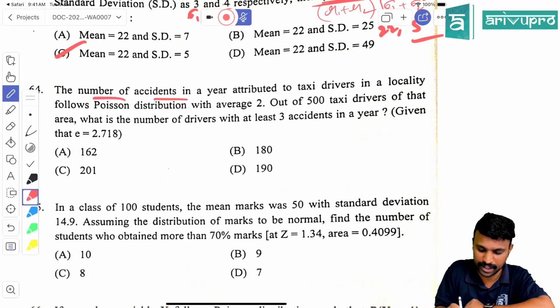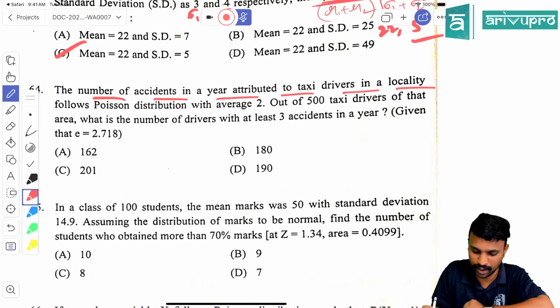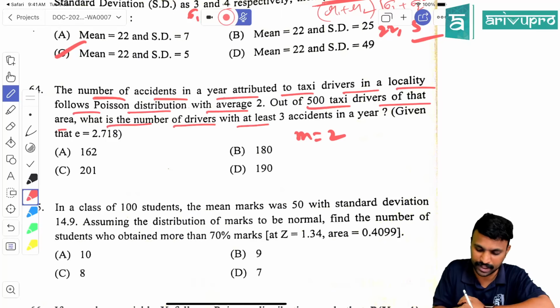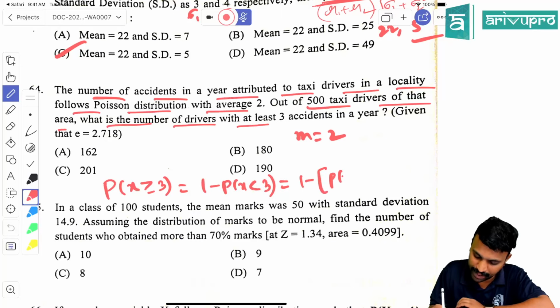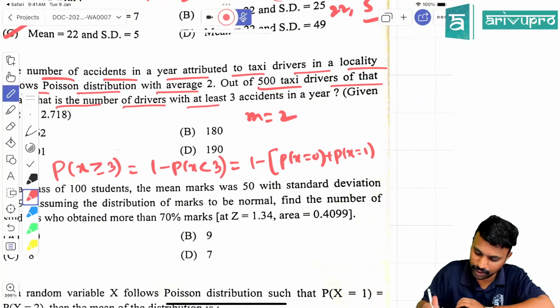The number of accidents in a year attributed to taxi drivers in a locality follows the Poisson's distribution with the average 2. So m is equal to 2 they have given. Out of 500 taxi drivers of that area, what is the number of drivers with at least 3 accidents? At least 3 accidents means x greater than or equal to 3. Convert this into 1 minus p of x less than 3. What are the possible values for p of x less than 3? So x equal to 0, x equal to 1 and x equal to 2. Correct?